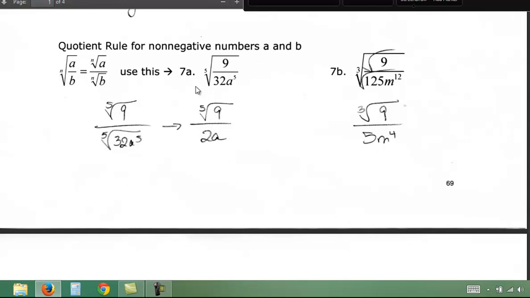Quotient rule basically separates two radicals. As long as they have the same index, you can write them top and bottom separately, or you can squish them together into one big old radical. And so I would encourage you to do that with 7a and 7b.